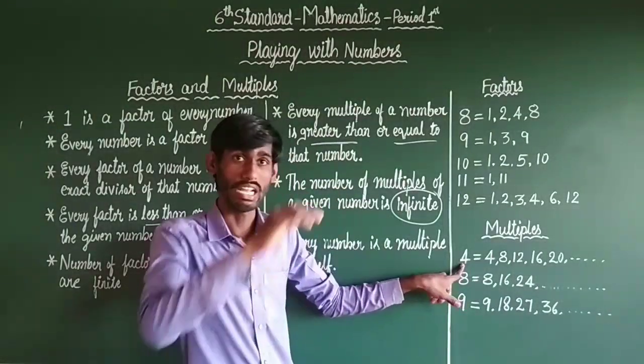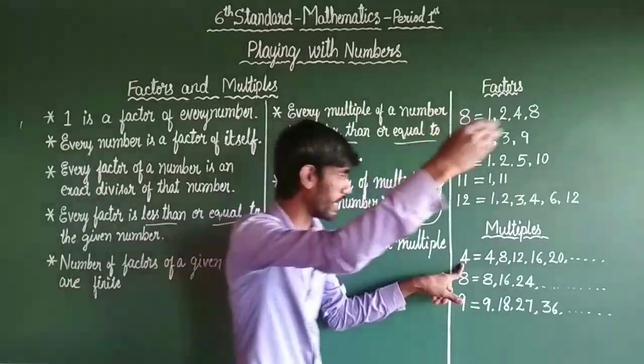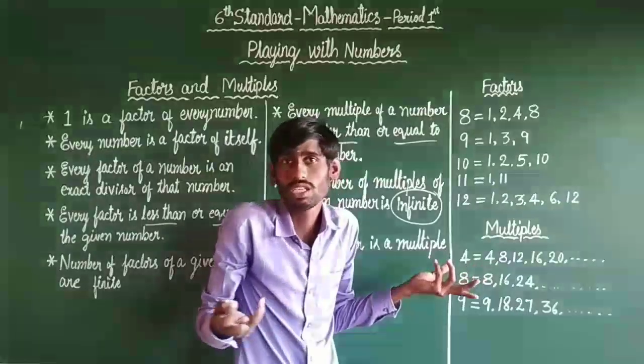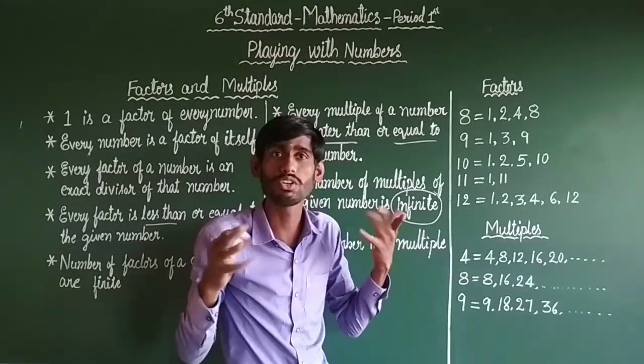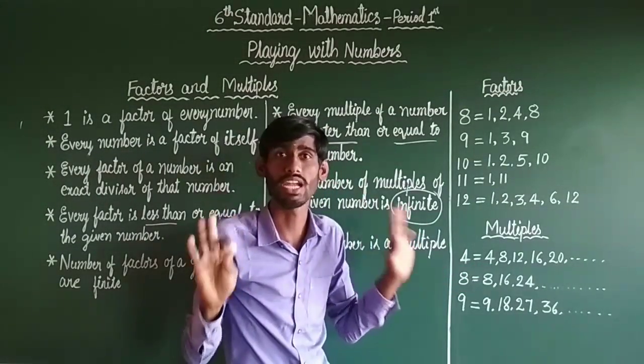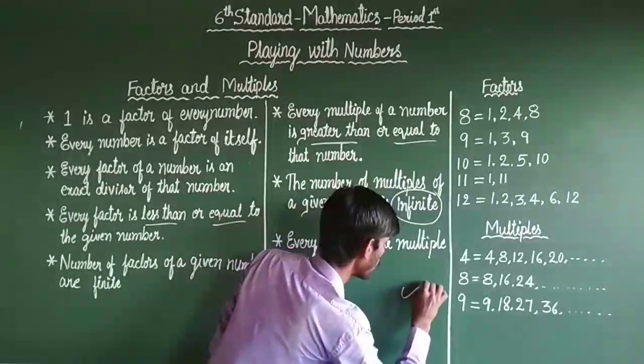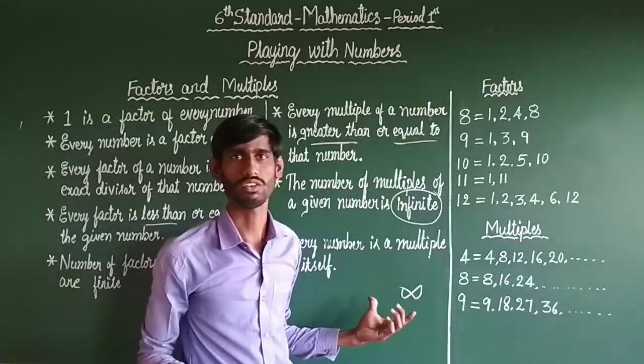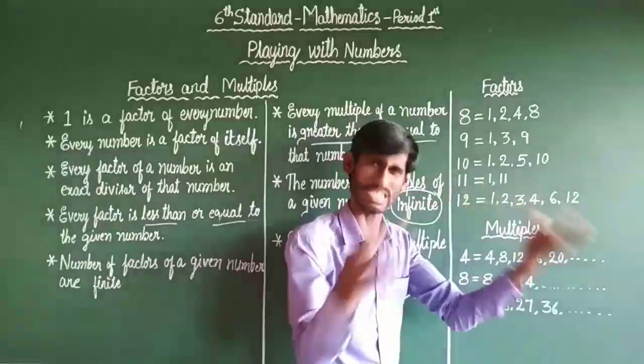What is the last number of multiples of 4? It's not possible. We are not able to find it out. Infinite. This is the symbol of infinite. Infinite is nothing but endless.